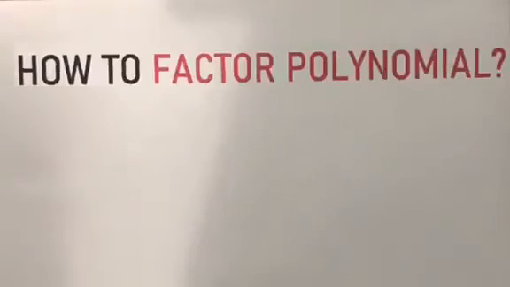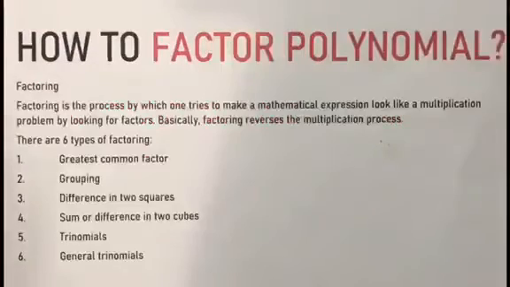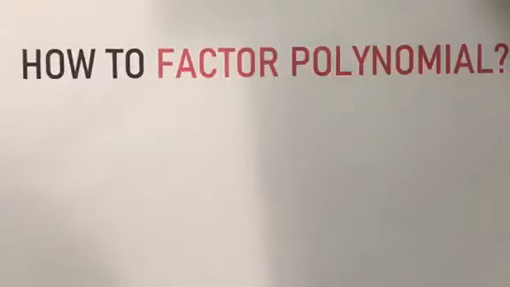First of all, what is factoring? Factoring is a process by which one tries to make a mathematical expression look like a multiplication problem by looking for factors. There are 6 types of factoring: greatest common factor, grouping, difference in two squares, sum or difference in two cubes, trinomials, and general trinomials. Let's start with the first one, the greatest common factor.